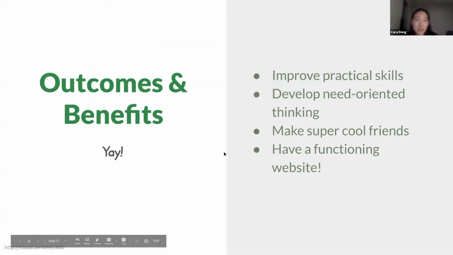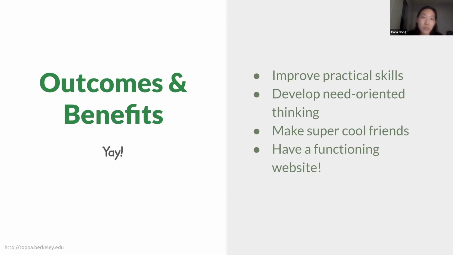Okay, so here come the outcomes and benefits, the exciting things. By doing this project, you can definitely improve your practical skills, both technical and soft skills. And you can definitely develop need-oriented thinking while you're going through the project with us. And then you're also going to make super cool friends, because Toppa is a tight community, and people make friends here as long as they're doing projects. And lastly, you're going to have a greatly functioning website that we can spread out for people to use. Next, please.